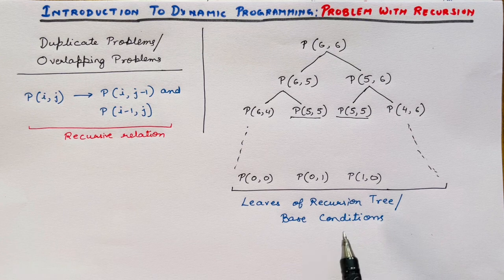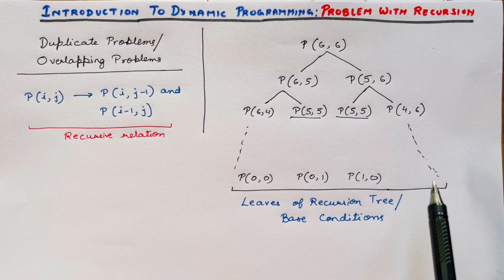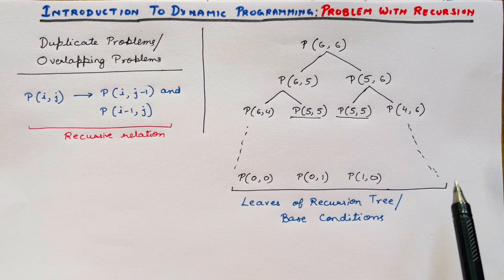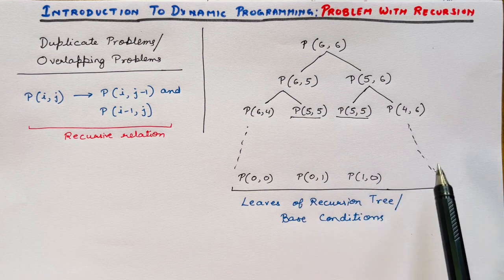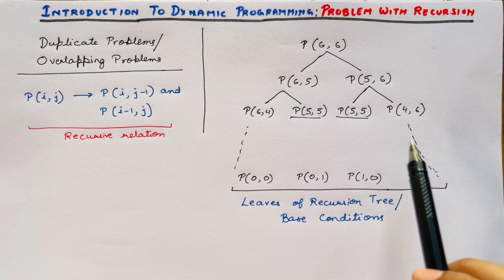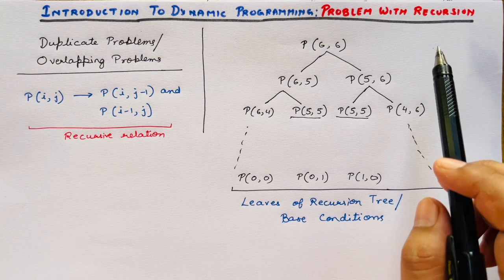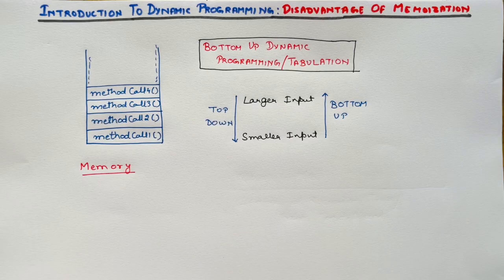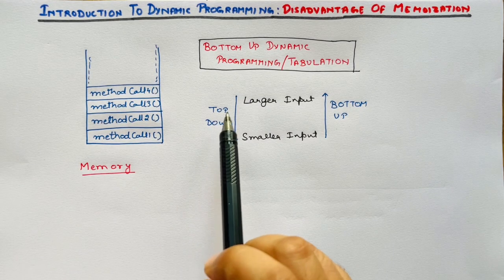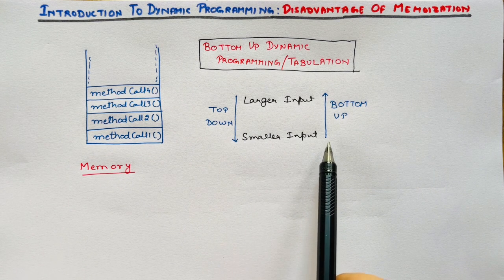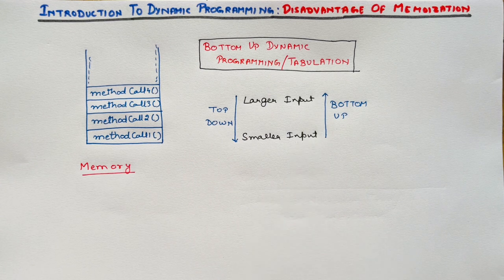But in bottom-up, we proceed in the opposite direction. We first calculate the values at the leaves, and then using these values, we move upwards and keep filling the answers for these problems till we reach our original input to the question. So we can say that in the top-down approach, we move from larger input to smaller input, while in the bottom-up approach, we move from smaller input to larger input.